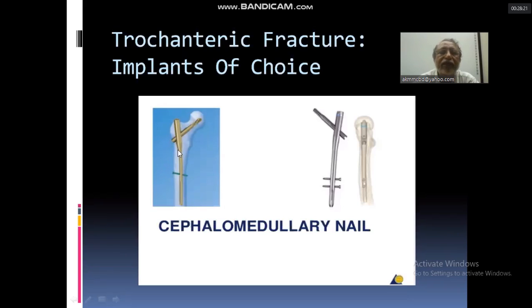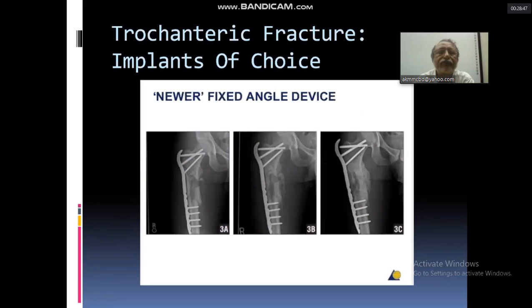For trochanteric fracture and also for subtrochanteric fracture, this type of nail and screw system is good. Proximal femoral nail with screw. A bit technically difficult to use, but it is very useful. There is another type. Cephalomedullary nail. It's called cephalomedullary nail.